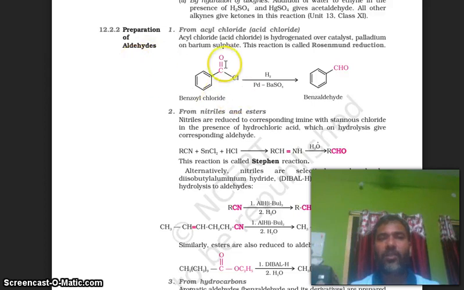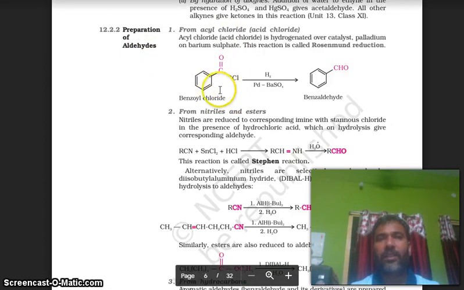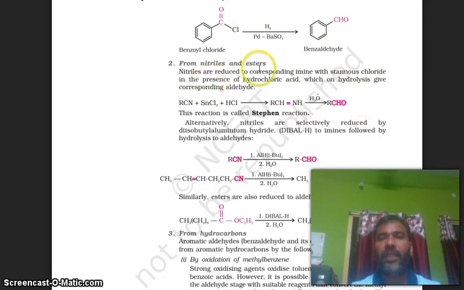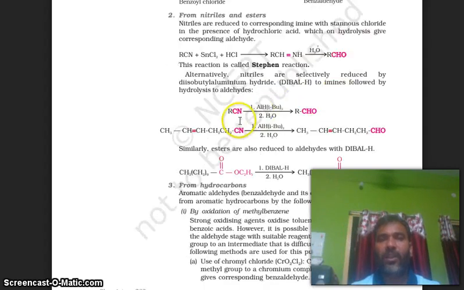Preparation of aldehyde, you see, this is from acyl chloride. This is the acid derivative. If it is OH here, then acid. Now OH is replaced by Cl, so benzoyl chloride. In the presence of hydrogen and palladium on barium sulfate, it gives aldehyde. From nitriles and esters, you have the nitrile, tin chloride and HCl, it gives this aldehyde. This is the intermediate. This reaction is known as the Stephen reaction.